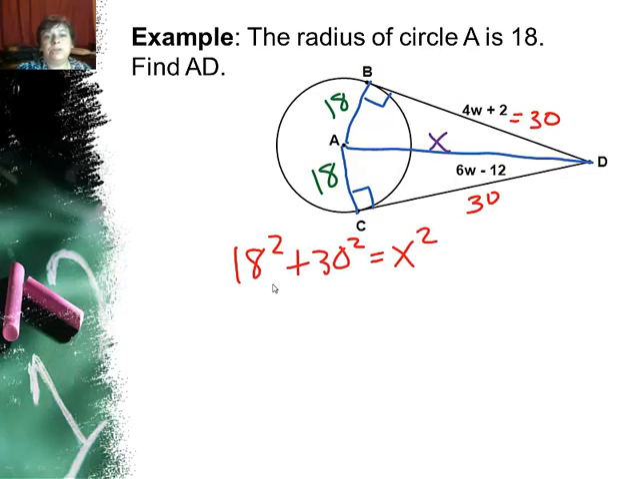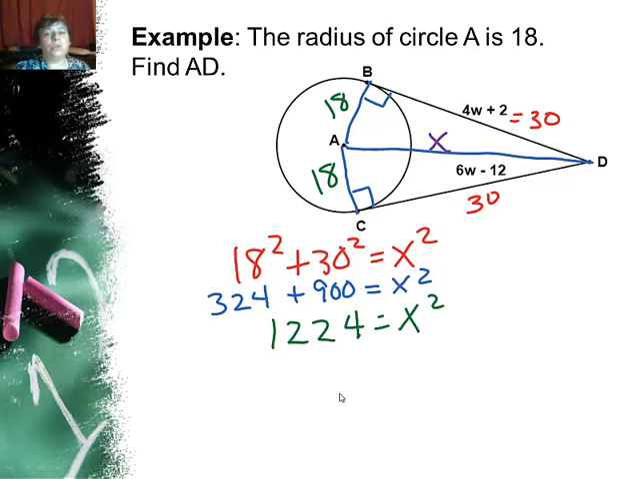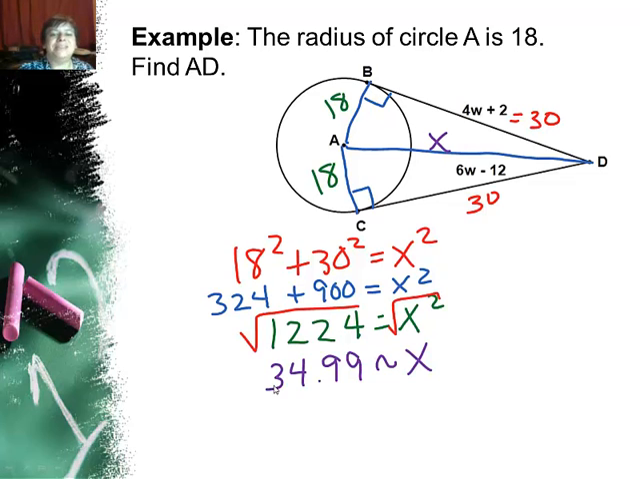So I'm substituting in 18 squared, which is a leg, and 30 squared, which is a leg, equals x squared. 324 plus 900 is x squared, or 1224 is x squared. And this is so close to a perfect square, it's just one off. So when I take the square root of both sides, I get 34.99. So that would be the length of AD.